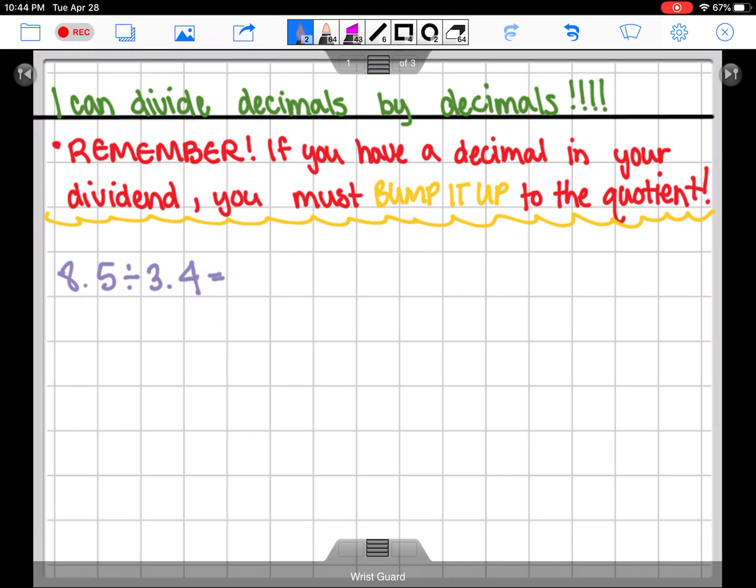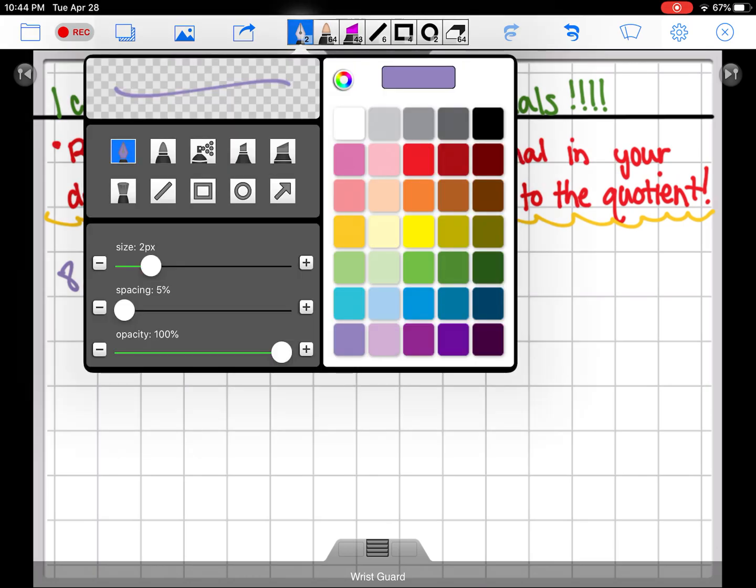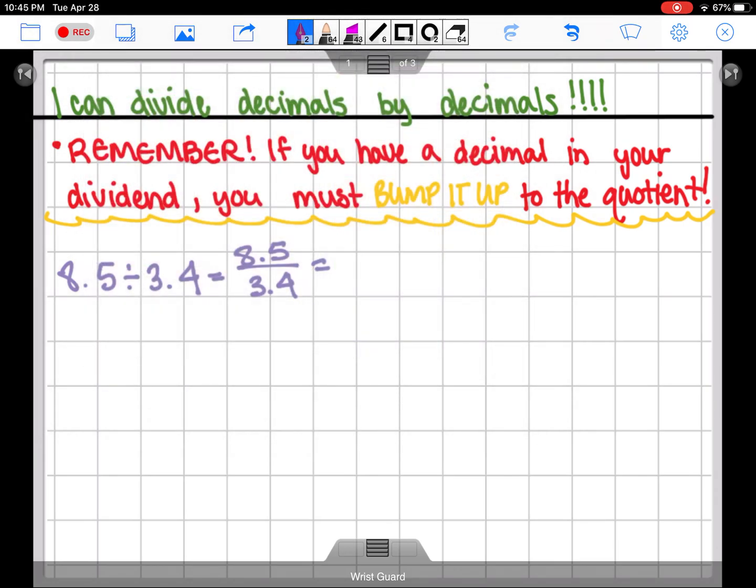So we are going to write this in fraction form, 8 5/10 over 3 4/10. In order to make this an equivalent decimal, I need to get rid of this down here, which means I need to move one place. So I need to multiply by 10, which would give me 34. And I know I must do the same thing up here. Multiply by 10 is going to give me 85.